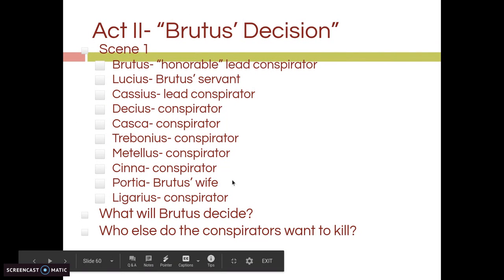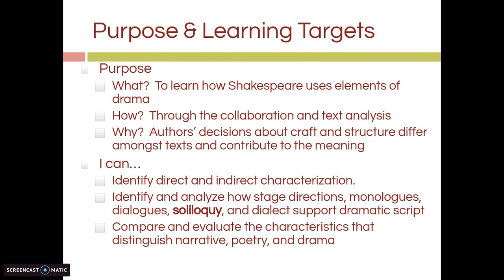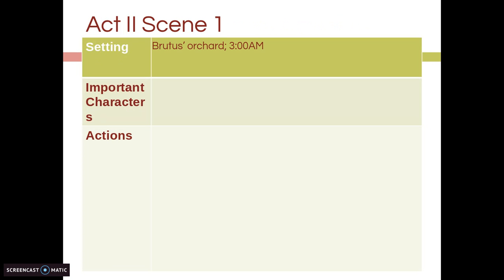Later on in the Act 2 study guide, you're going to see a picture of Portia and Brutus, actually a couple of them, and you're going to compare. And we're going to see some of the other conspirators. So the main questions are, what will Brutus decide, and who else do the conspirators want to kill? Our main learning target for this lesson is to identify how a soliloquy supports the dramatic script. Act 2, Scene 1 is going to take place in Brutus's orchard.